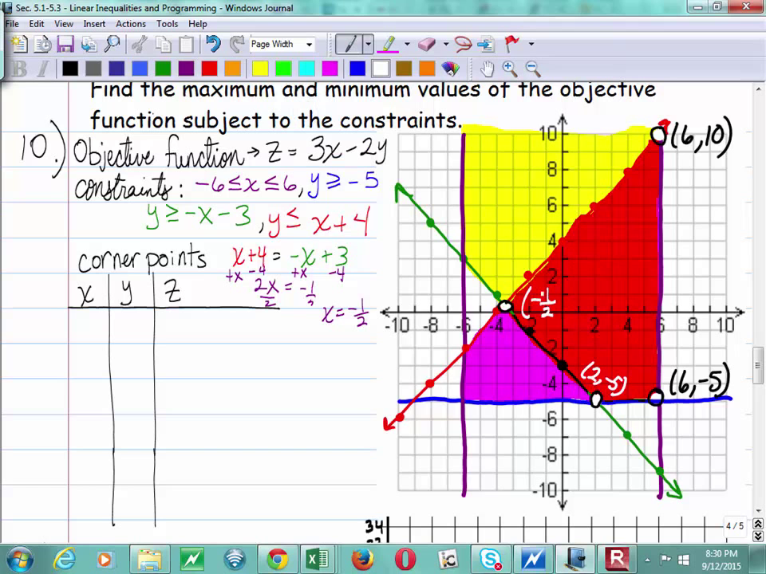And then to find out what y is, I would plug that in to either one of those. So let's see, I'll use the red one. y equals negative 1/2 plus 4, so that's, we could just say 3.5. Or in other words, 3.5.